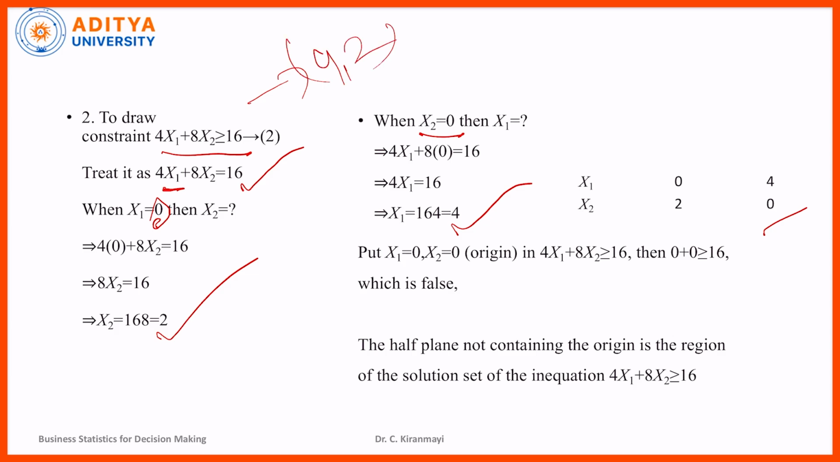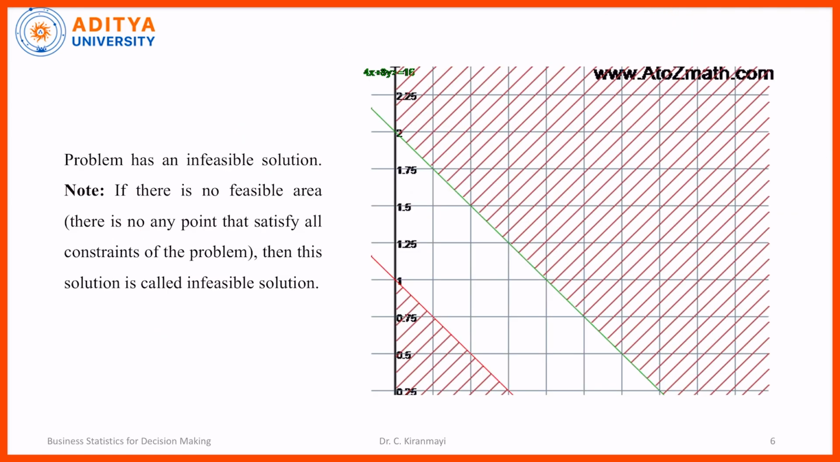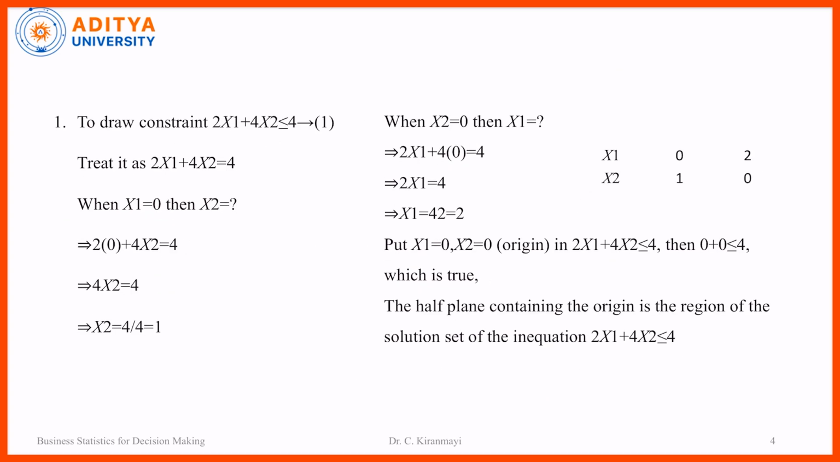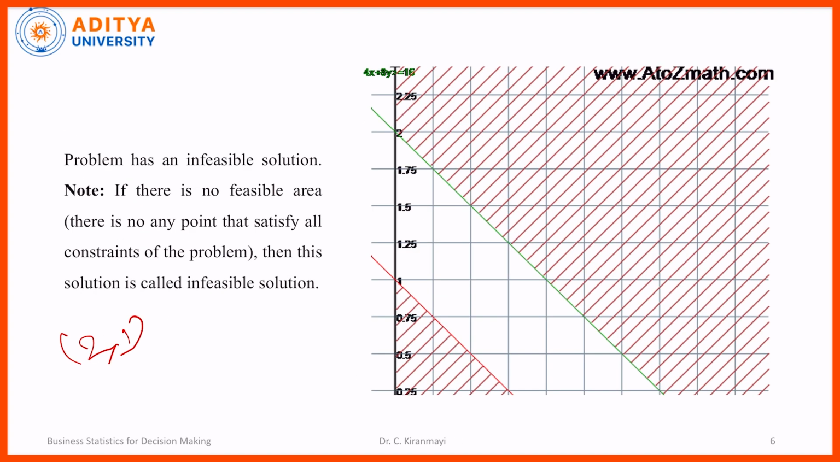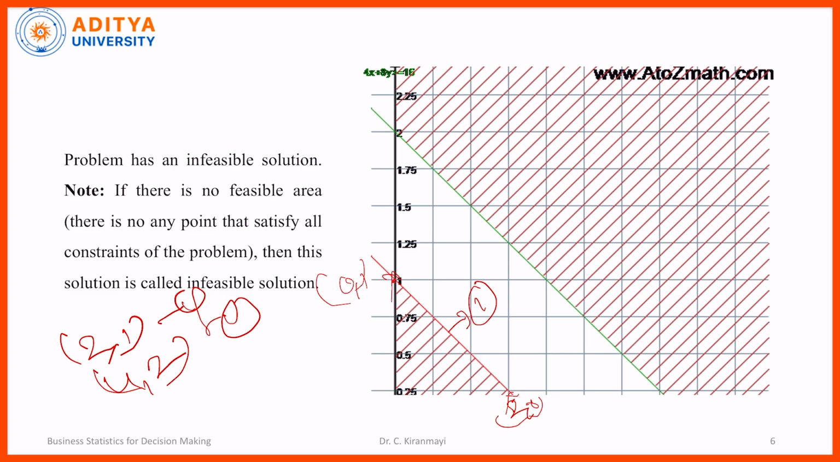Okay. So, after finding the coordinates, the next step, third step, is to plot the lines. The coordinates for the first line are 2, 1 and the coordinates for the second line are 4, 2. Now, let us plot the first constraint. 2, 1. So, it is 2 and it is 1. 2, 0 and 0, 1. Okay. So, if we join these 2 points, this is the line representing the first constraint.